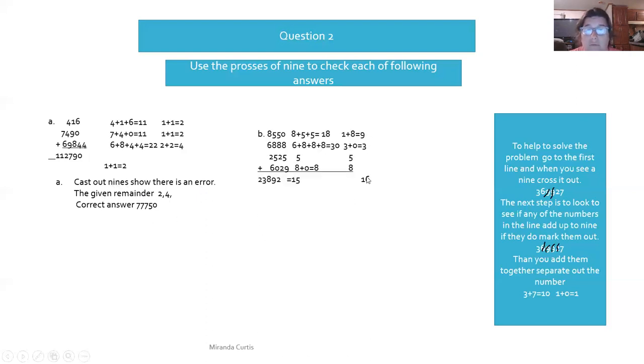Okay, let's look at B. I already have most of it worked out. So we got 8, 5, 5, 0 right there. There's no 9. So we got 8 plus 5 is 13. Uh-oh, look right here. 1 plus 8 is 9. So we're going to leave that out. Once you add that 9, it's gone. So 6, 8, 8, 9. Now that equals 9. So 6 plus 8 plus 8 plus 8 equals 30. So we're going to do 3 plus 0. It's right there.